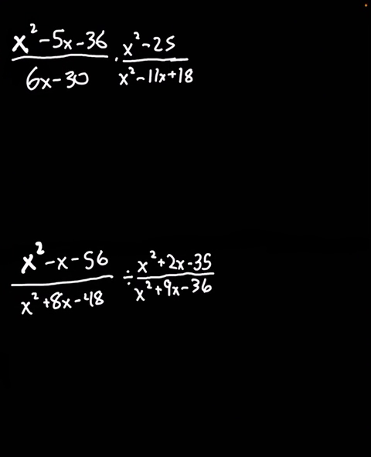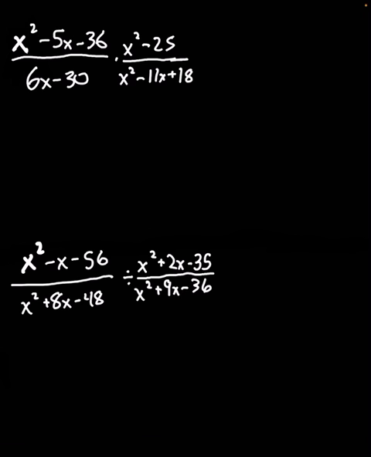So here we want to look at how to break down a rational expression. The first thing we want to do when we have a rational expression is break it down through factoring. So let's look at this one. We've got x squared minus 5x minus 36 divided by 6x minus 30, times x squared minus 25 divided by x squared minus 11x plus 18. We want to break this down and simplify this as much as we possibly can.